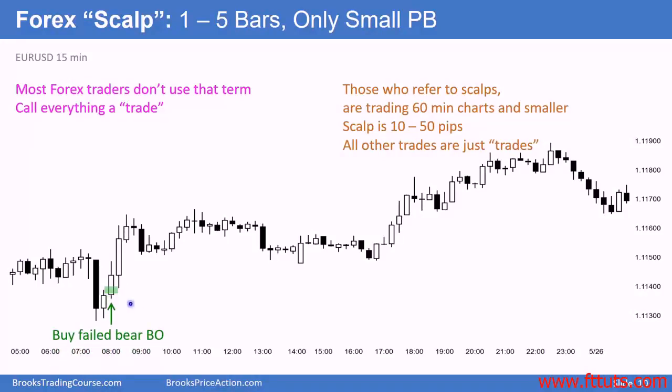For example, let's say you buy this bull bar, you buy right above this bull bar betting on a failed bear breakout, but you're expecting the market to continue mostly sideways. So you're not looking for a big trade, you're looking for a quick profit. And let's say you exit right here with a 10 pips profit, 1 bar later, 15 minutes later, 10 minutes later. That is a scalp.